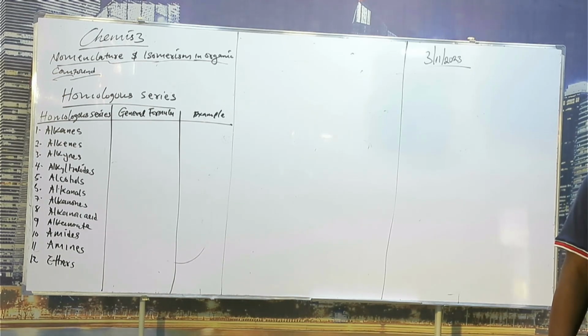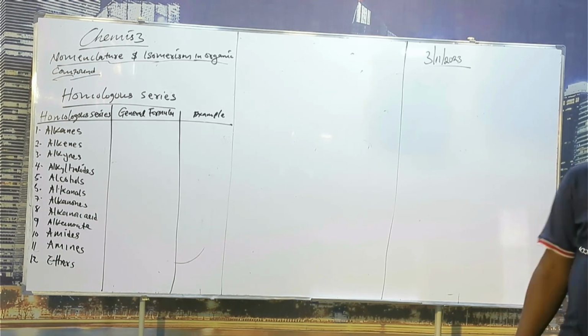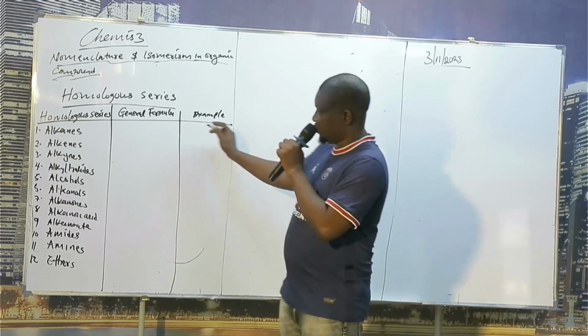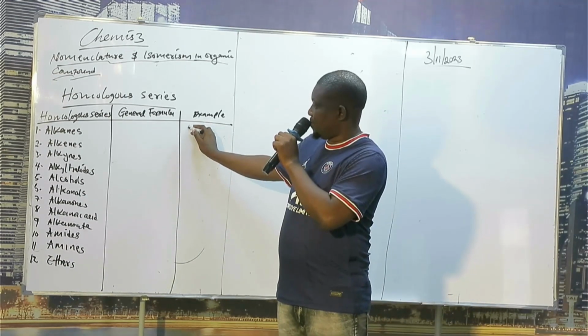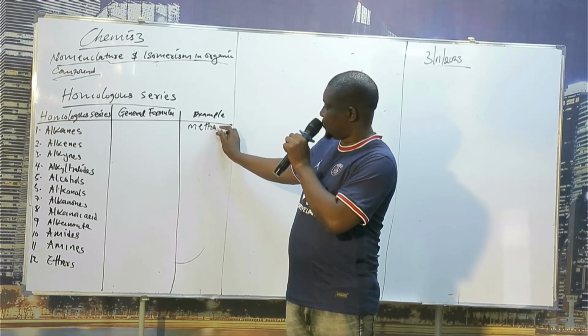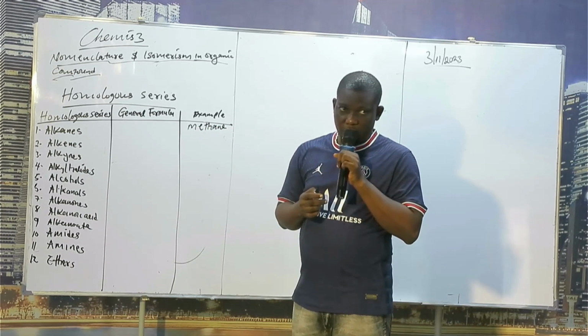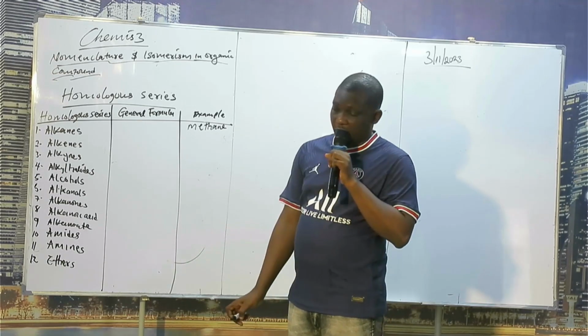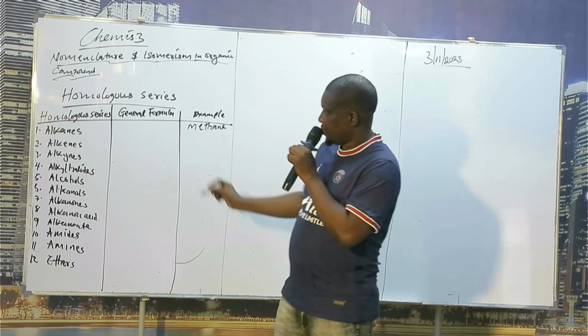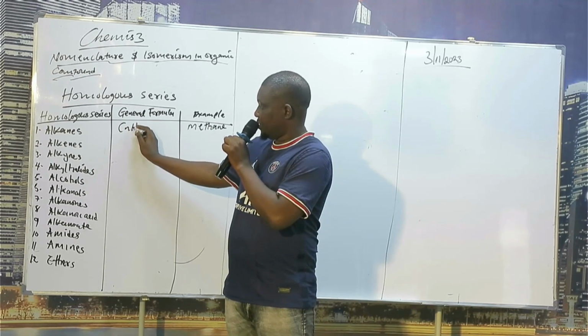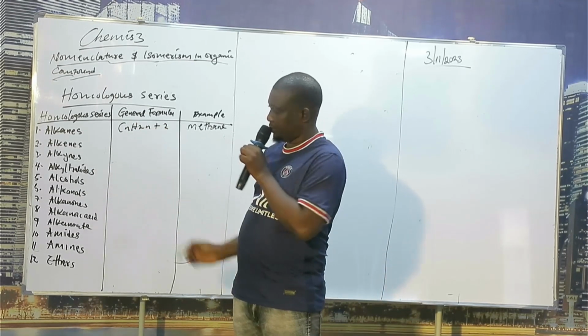These are the common or main families of organic compounds that have their members. In the family of alkanes, the simplest member of that family is who? Methane. What is the general formula of alkane? Let me start. CnH2n+2.